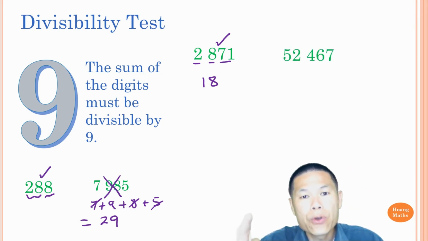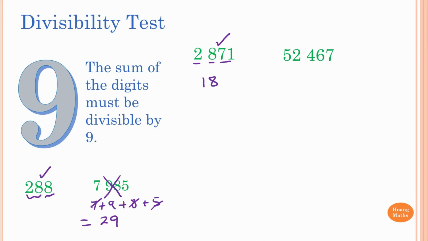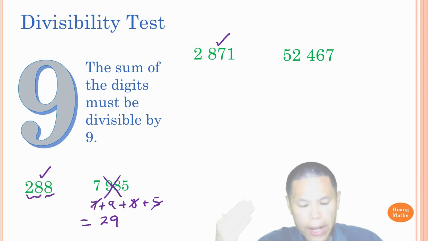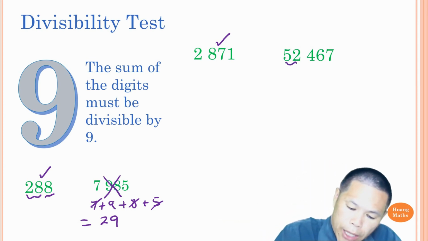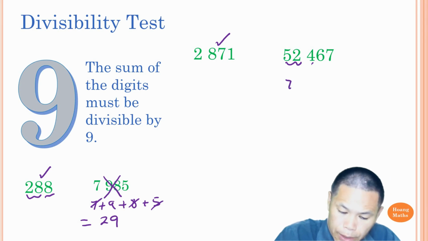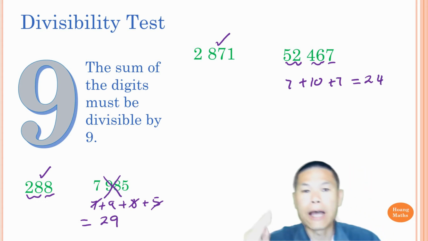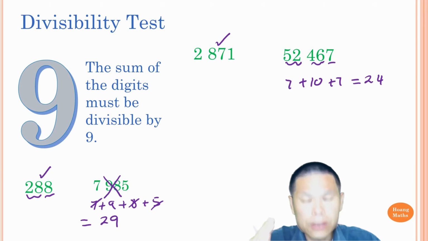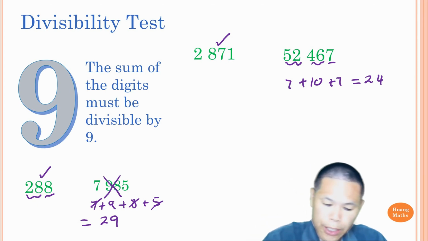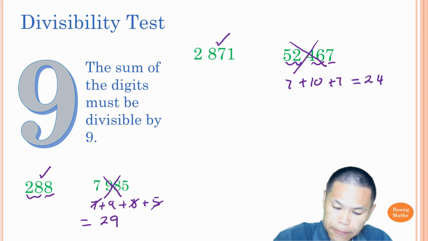Please pause the video and try this one yourself. Alright, let's see if it is divisible by 9 or not. So we add this together. 5 plus 2 is 7. And this is 10. And this is 7. We add them together, so that becomes 17, 24. Now 24 is not a multiple of 9. So therefore 52,467 is not divisible by 9.